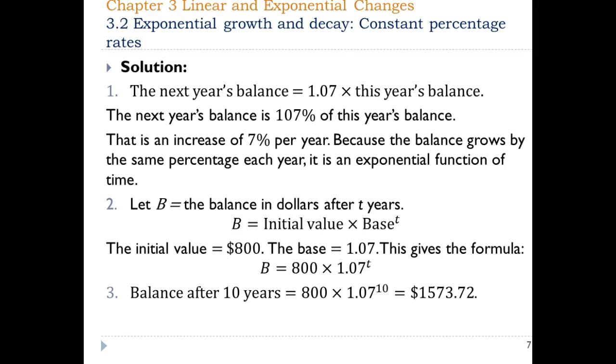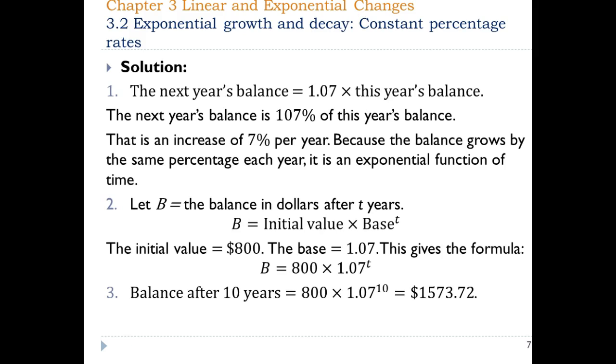Here, B is the balance in dollars after t years. B is equal to initial value times base to the power of t, which is the formula we saw on the previous page. The initial value of the investment is 800 and the base is 1.07. This gives the formula B equals 800 times 1.07 to the power of t.